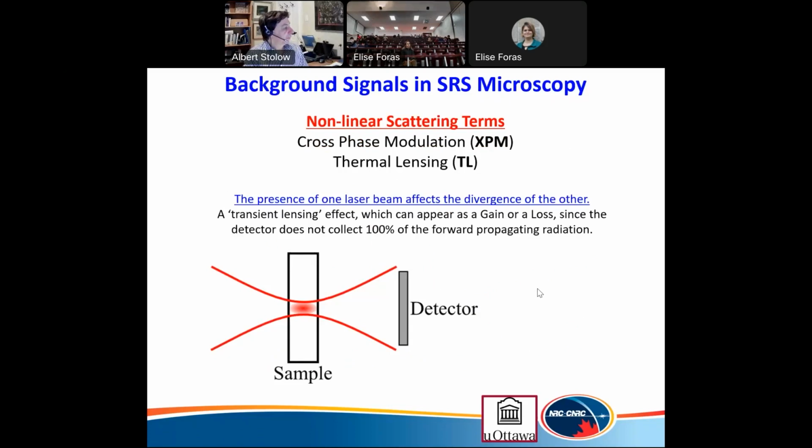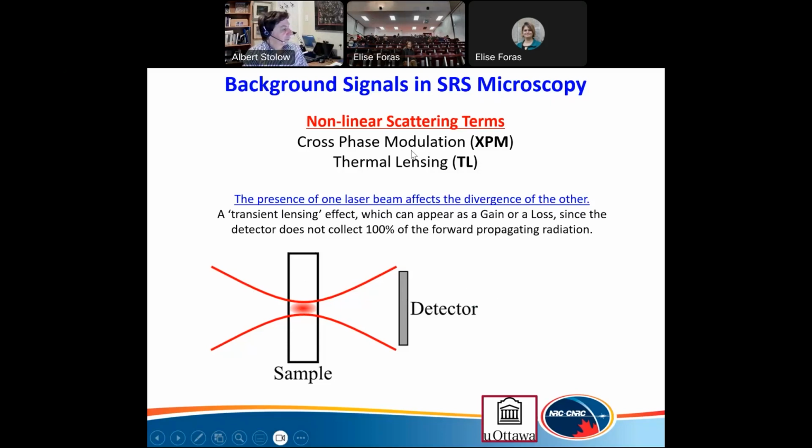But there's another type of coupling, which is a bit more subtle, and it's called a nonlinear scattering term. Essentially, it's where the presence of one laser beam affects the divergence of the other laser beam. In other words, the presence of one laser beam looks like a transient lens. There's two types of transient lens. One of them is called cross-phase modulation, and the other is called thermal lensing. These things are well known in optics, and what it means is that your detector, which is somewhere in the forward direction, is collecting the light from the focal volume, which goes forward to your detector. It's almost always the case that we cannot collect all of the forward-going light. We collect some solid angle.